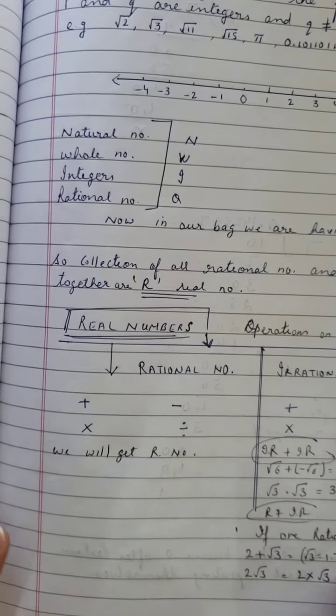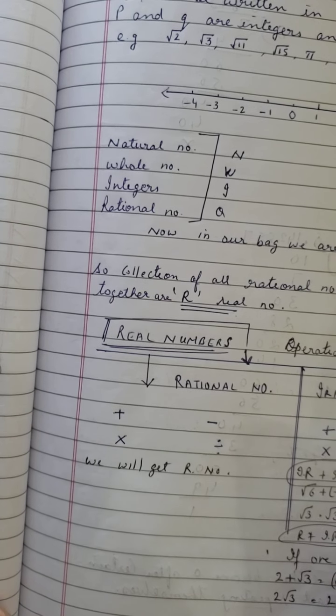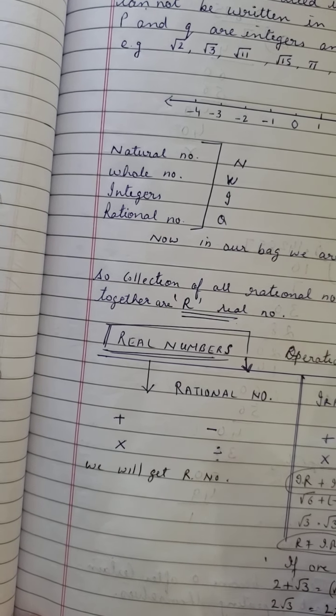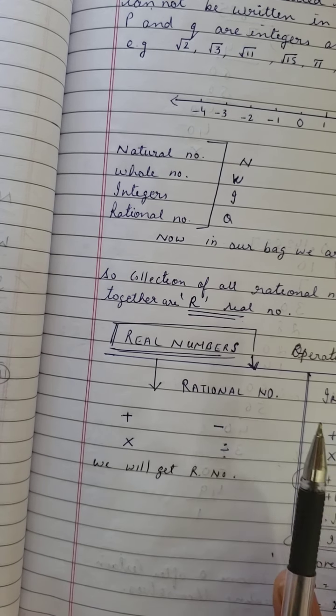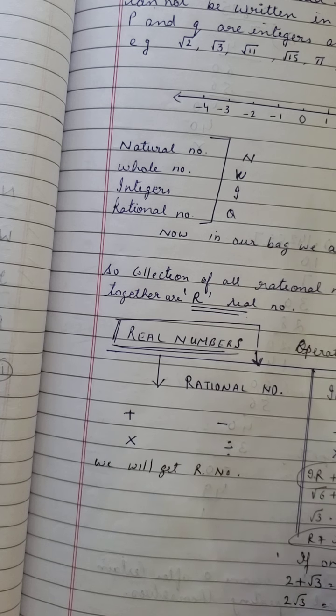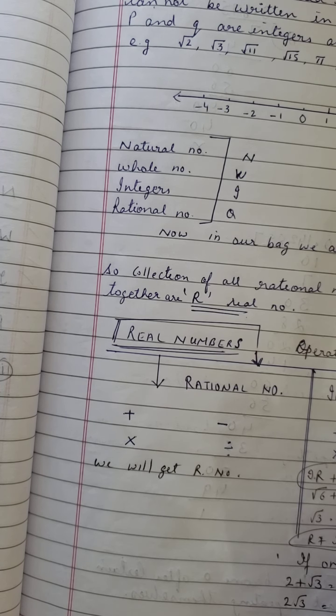Now what we are going to do is the operations on the rational and irrational numbers. Operations means plus, minus, multiplication and division. We'll just see, because this is going to be a very important concept. If you are clear about this, only then you'll be able to do the next exercise. You should be very clear in your head that if we add, subtract, multiply or divide any rational or irrational numbers, what will be the result of that?